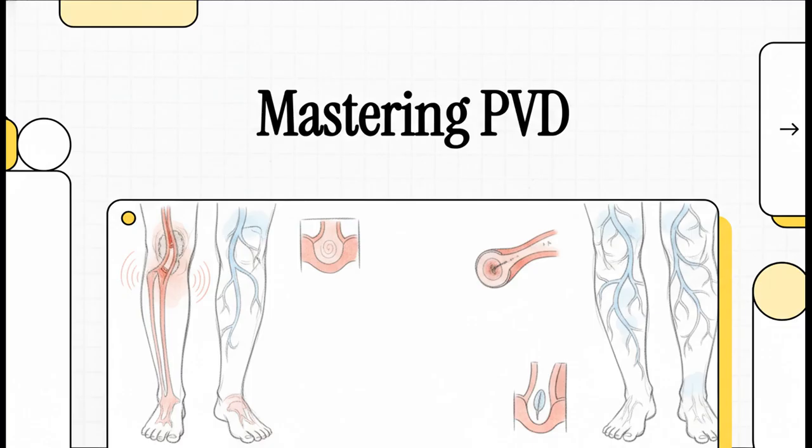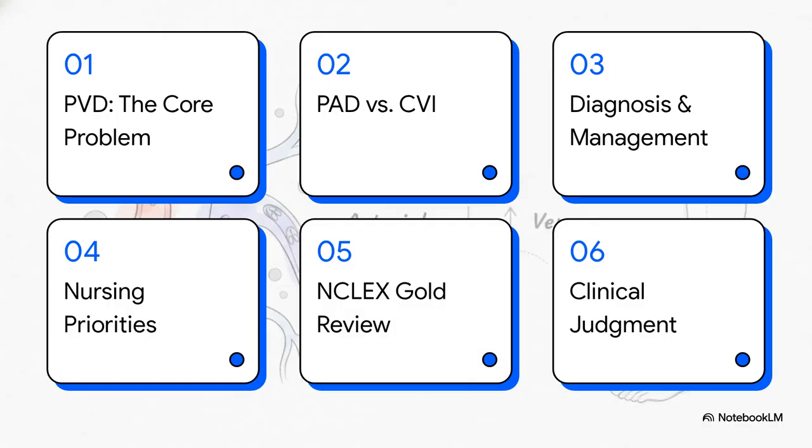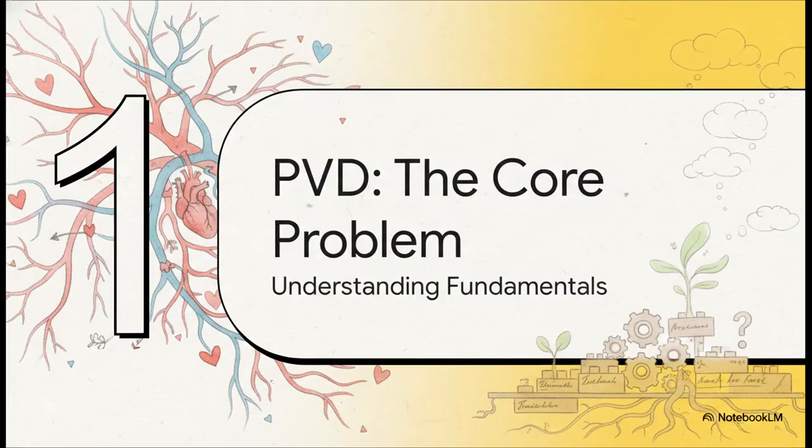Let's jump in. So here's our game plan. We're going to start with the real fundamentals, the core problem. Then we'll look at how these diseases actually show up in a patient. After that, how do we diagnose and treat them? And what are your priorities as a nurse? And we'll wrap it all up with a rapid-fire NCLEX review and a little clinical scenario to put all that knowledge to the test. All right, let's kick it off with Section 1, the core problem.